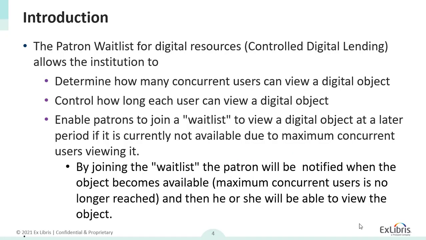So a brief introduction here. What is the Patron Waitlist for Digital Resources? Well, it deals with the CDL, the Controlled Digital Lending, which determines, first of all, how many concurrent users can view a digital object, how long they can view a digital object, and the main part is that those users who want to view the digital object and cannot due to the limitations of concurrent users, they can join the waitlist. And the waitlist is, as the name suggests, a list of those users who are waiting to view the digital resource. First come, first serve basis, those people who already went into the Primo Discovery, later Leganto as well, viewing a resource, and the number of concurrent users is already maximized. The next user will get a message that he or she can join the waitlist.